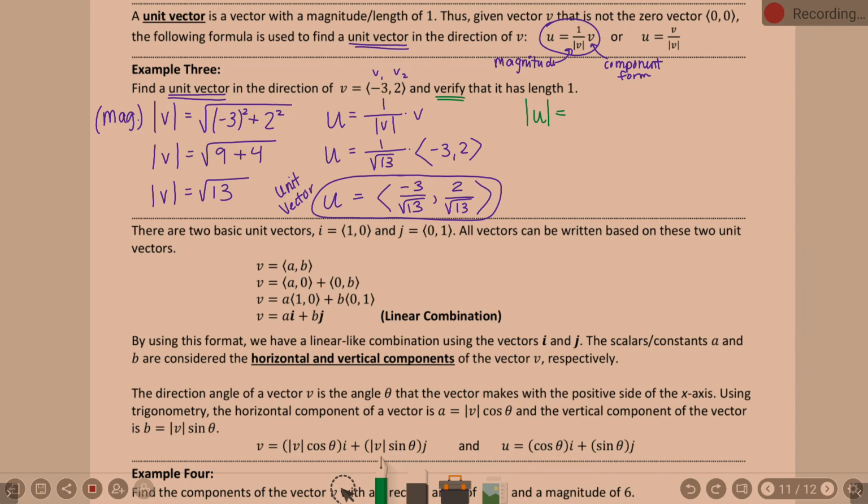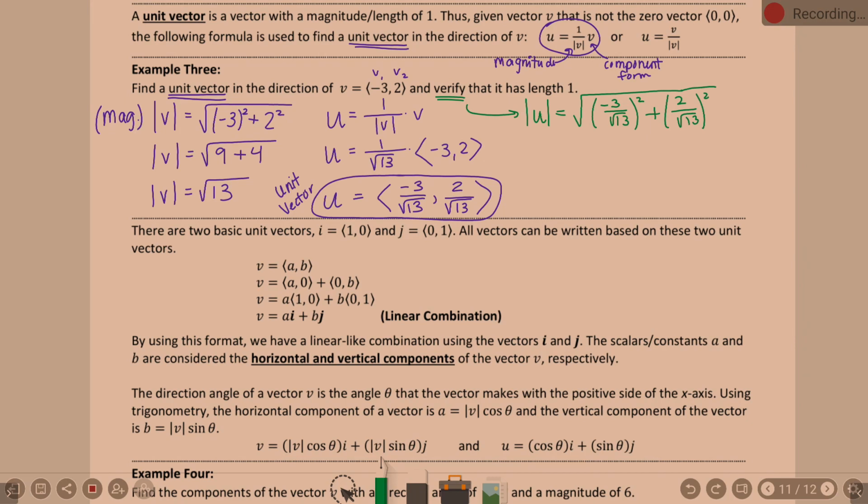Okay, so this is going to be our verify. What do you remember about that formula? V1 squared plus V2 squared, the two components of the vector, right? In this case, the first component is -3 over square root of 13. We're going to square that, plus the second component squared, so 2 over the square root of 13 squared, all under the square root.